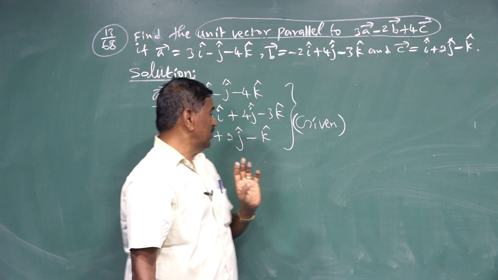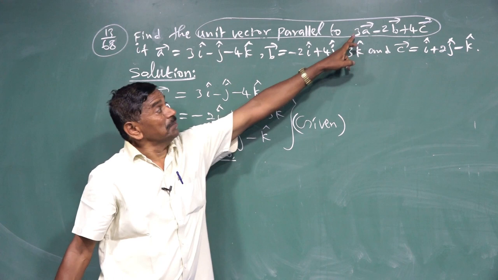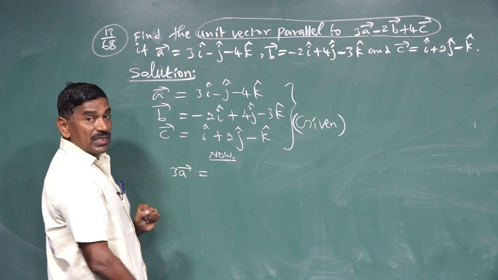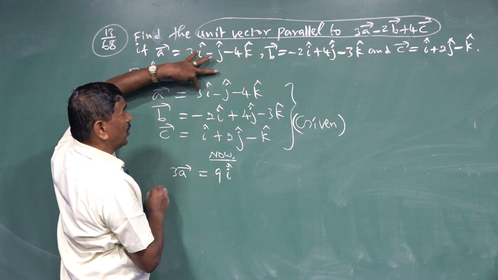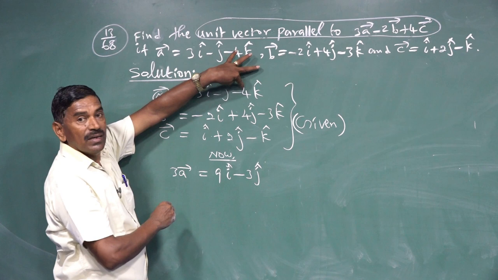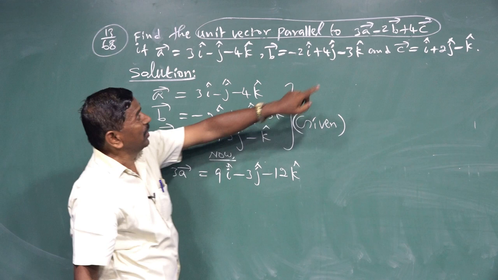Now, let us find the first term, 3a vector. A vector is given, but I need 3a vector. Third table: 3 threes are 9 i cap. Next, third table, 3 into minus 1, minus 3 j cap. Very good, 3 fours are 12, so minus 12 k cap. Okay, what is the second term?